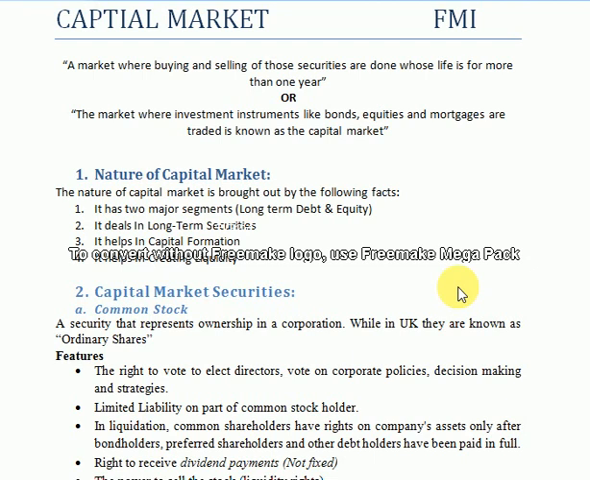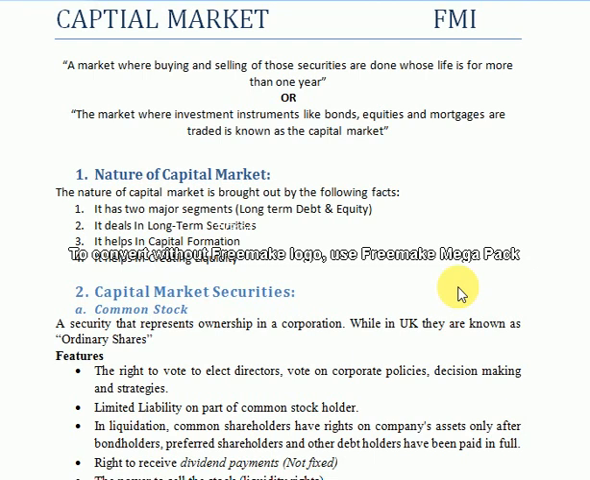It deals in long-term securities. This is another nature of the capital market: it is the market where long-term securities are traded. If short-term securities are traded, that market will not be called a capital market. Like if we issue 3 months maturity securities, 6 months, and up to 1 year, the securities trading in such a market, that market will not be called a capital market. Keep in mind, in the capital market, long-term securities are traded. The buying and selling of long-term securities takes place.